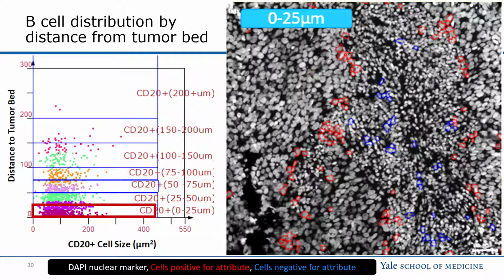Those cells that are positive will be highlighted in red. And those cells that are negative, meaning that they are not within 0 to 25 microns, are the ones that are going to be highlighted in blue. And so this gives you a very nice picture of the distribution of those cells.